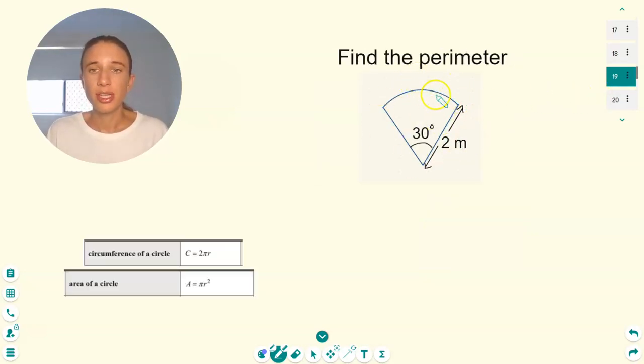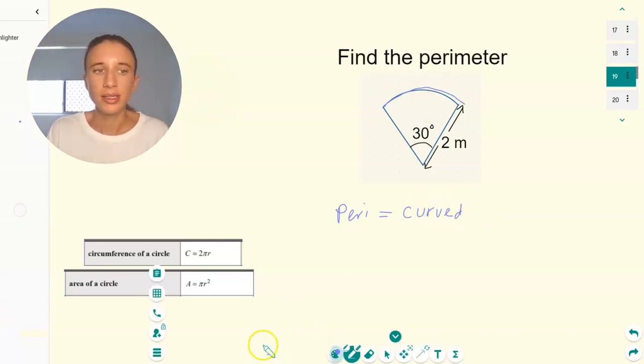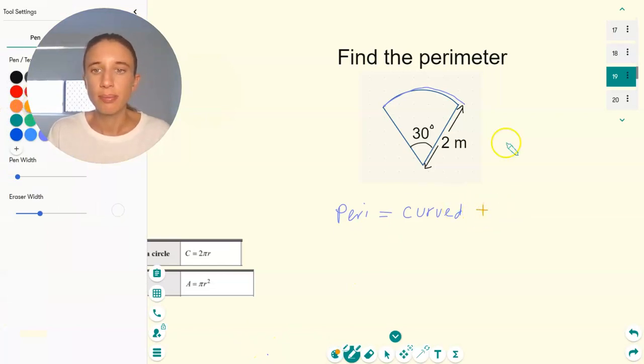Find the perimeter of this shape. Okay, so when I see the word perimeter, I think walking around the outside of the shape, adding as we go. All right, so looking at this, the perimeter is the curved part. I've got to walk around that curved part, plus the 2 straight bits, right? So plus this, plus this. So I'm just going to say plus the 2 straight parts.